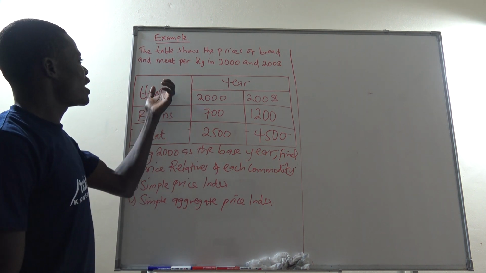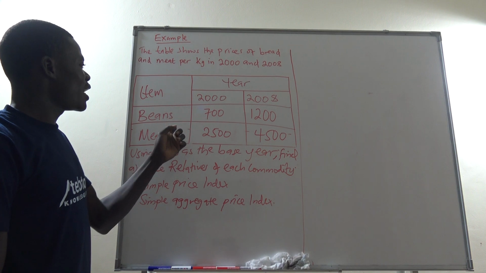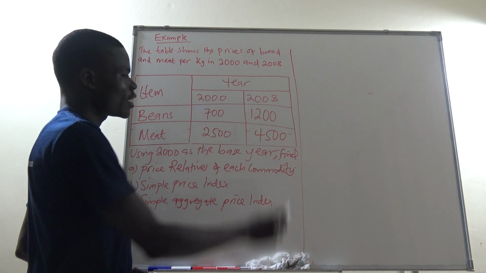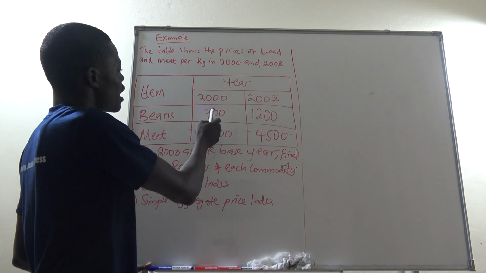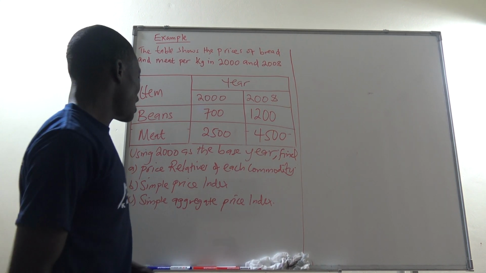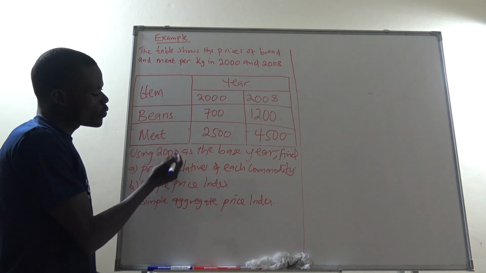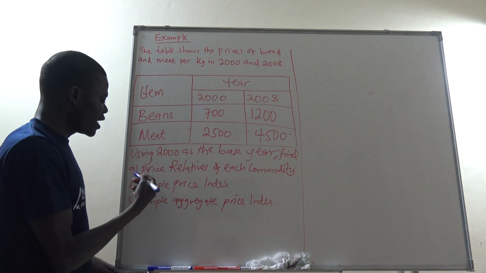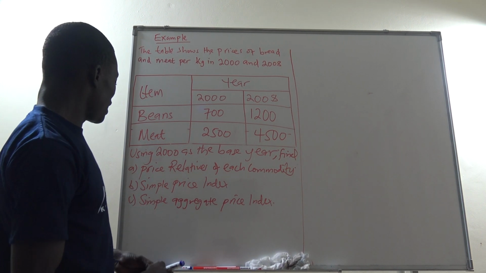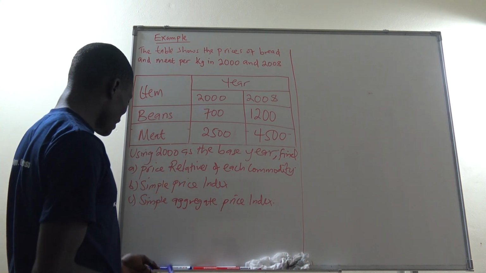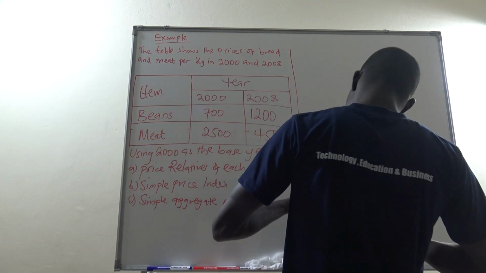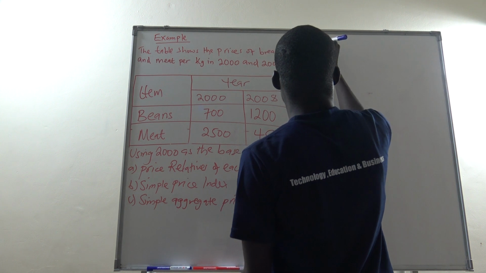So the table we are having has items, beans and meat, and then the years 2000 and 2008. And then the prices, we have 700, 1200, 2500, 4500. They are saying that using 2000 as the base year, A, find the price relative of each commodity. B is saying simple price index. Then C is saying simple aggregate price index. So we start with the first part.